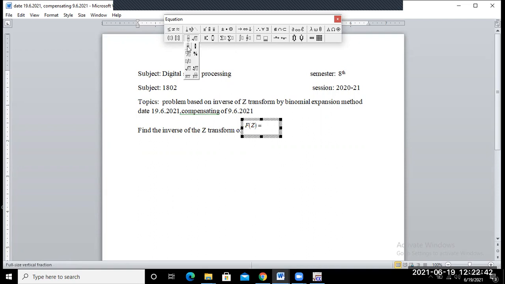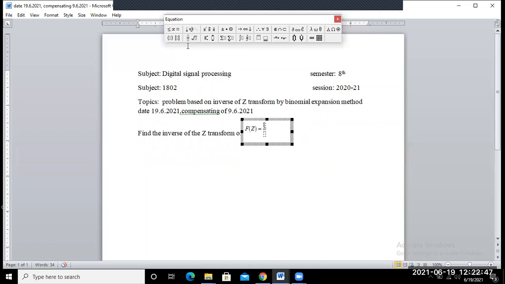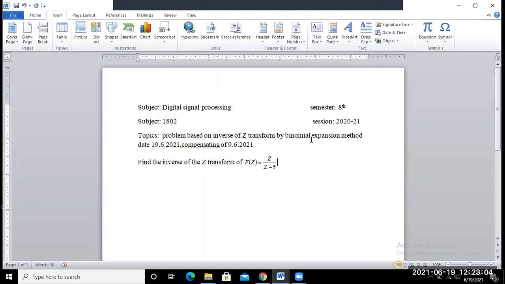If you observe the previous problem, where we already tried the inverse Z transform of F(z) equal to z by z minus a, here a is equal to 5, the value given. That means z minus 5. So find the inverse of the Z transform F(z) equal to z by z minus 5 when magnitude of z is greater than 5 and when magnitude of z is less than 5. That means two conditions are given here.